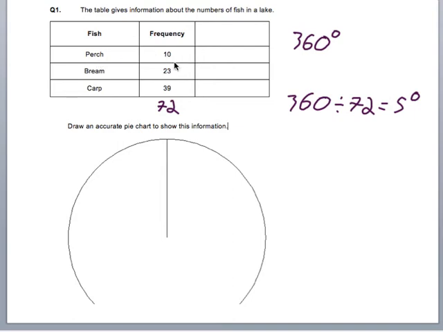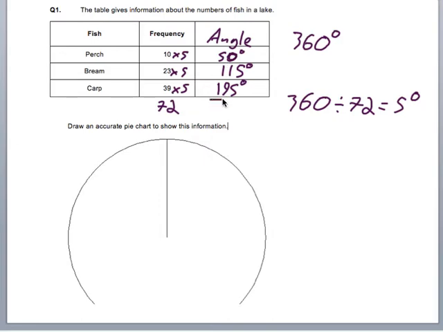So if I've got 10 perch, I do 10 times 5, and I'll draw an angle column here, which gives me 50. So 10 perch is represented by an angle of 50 degrees. Similarly, I've got 23 bream, so I do 23 times 5, which gives me 115. So bream is represented by 115 degrees. And I've got 39 carp, so I do 39 times 5, and that gives me an angle of 195 degrees. So perch is represented by an angle of 50, bream 115 degrees, carp 195 degrees.